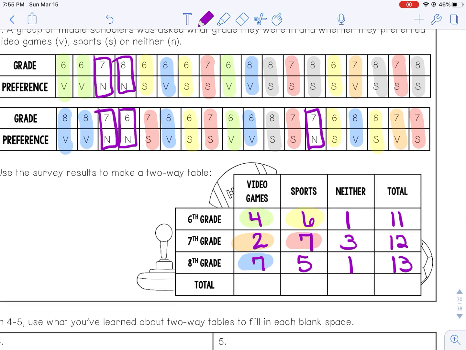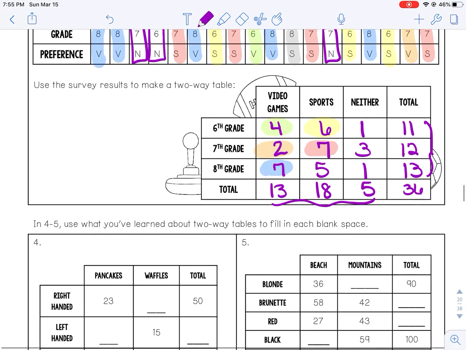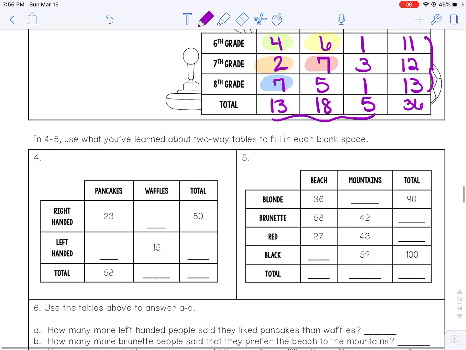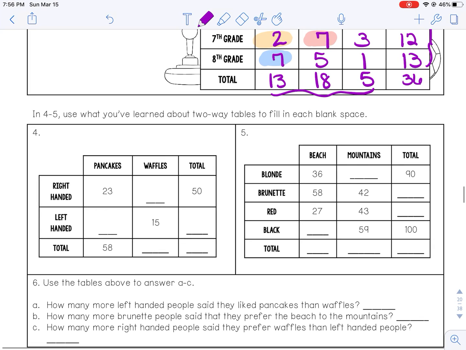All right, now let's total. 4 plus 2 plus 7 is 13. 6 plus 7 plus 5, that's 18. 1 plus 3 plus 1, that's 5. All right, let's make sure that our totals down here equal our totals over here, and that does give us 36 both directions. Okay. Almost done. Let's take a look at completing the two-way tables and then answering some questions about them.